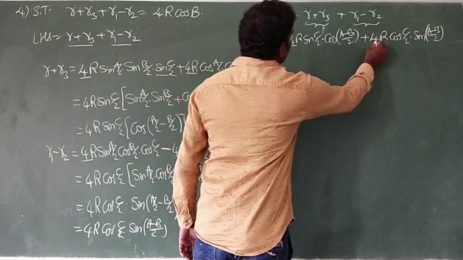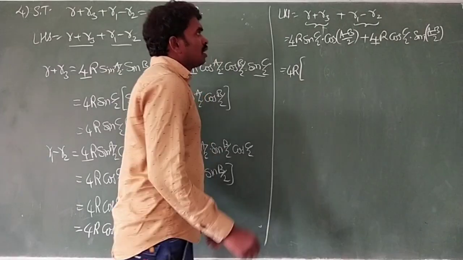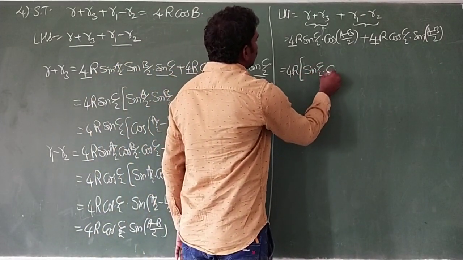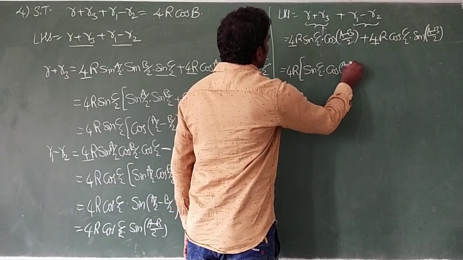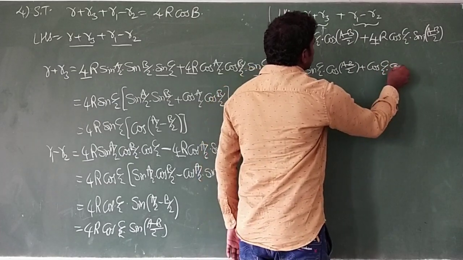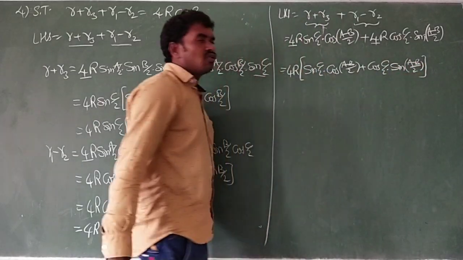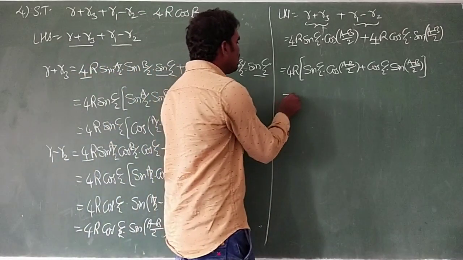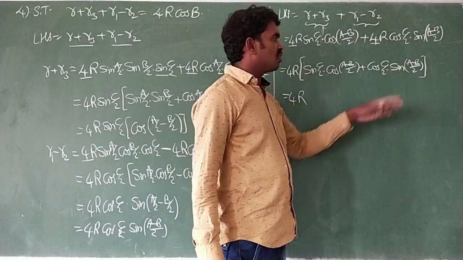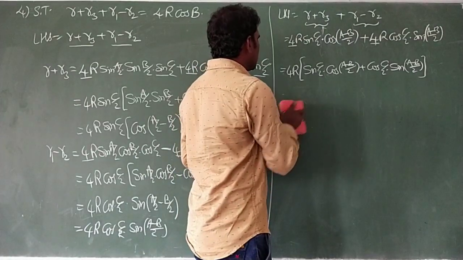Now what is common in both? 4r is common. So take out 4r common. Then we can write sin c by 2 into cos (a minus b) by 2 plus cos c by 2 into sin of (a minus b) by 2. So now tell me which formula we can apply. Again in the form of sin a cos b plus cos a sin b. What is sin a cos b plus cos a sin b? For your convenience I am writing here.